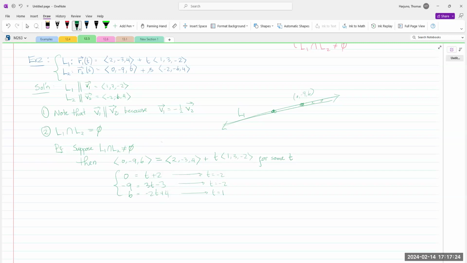In other words, when the x is reachable with t equals -2, at the same time the z component is not reachable. This is a contradiction. If they are to share a point, you must have the same t, but here we see that they have different t. I think it should be -1 instead of +1. So line 1 intersect line 2 is an empty set, and by argument 1 and argument 2, I'm referring to this one and this one here, line 1 is parallel to line 2.